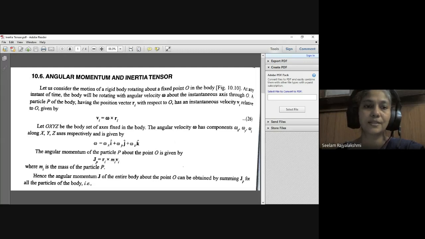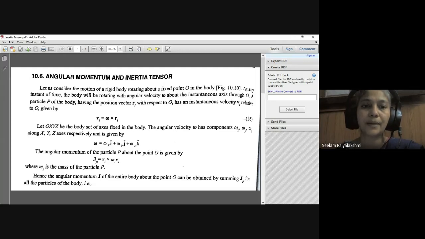And let us assume O, X, Y, Z be the body set of axes fixed in the body. Angular velocity omega has the components, as we already know, omega x, omega y, omega z along the x, y, z axes respectively, and we can write this as omega equals omega x i cap plus omega y j cap plus omega z k cap.